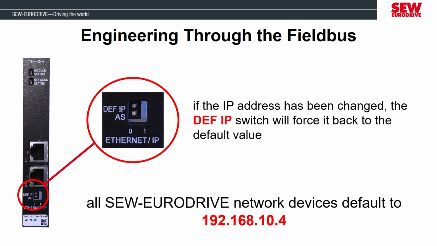However, if you need to force the default IP address to get connected with your PC, you can do that by switching the dip switch that says def IP. It stands for default IP. You'll change that to 1 and then power cycle the MOVIDRIVE. Once the MOVIDRIVE finishes booting back up, the IP address will be set to the default. If you want to go back to a custom IP address range, you will have to remember to change this dip switch back to 0. Otherwise, your custom IP address parameters will keep getting overwritten with a default every time the MOVIDRIVE is power cycled.